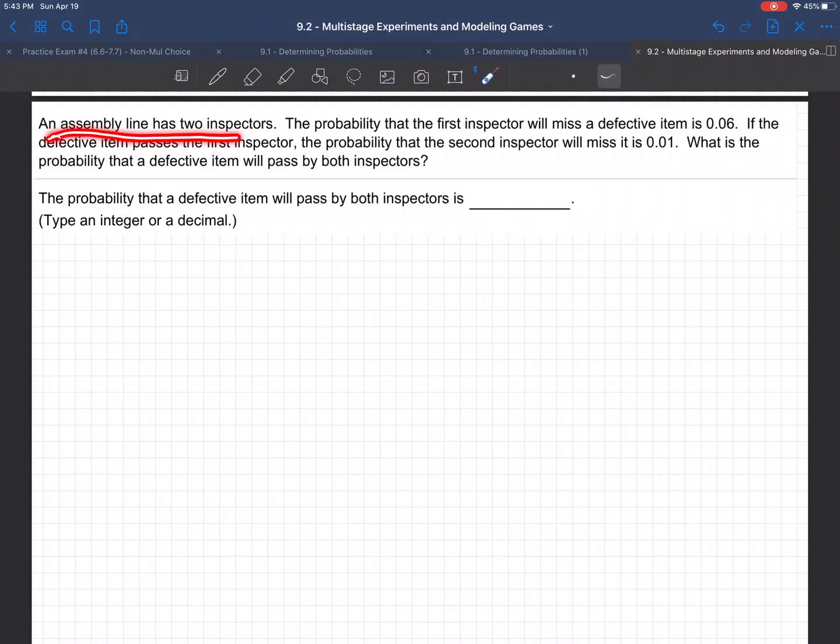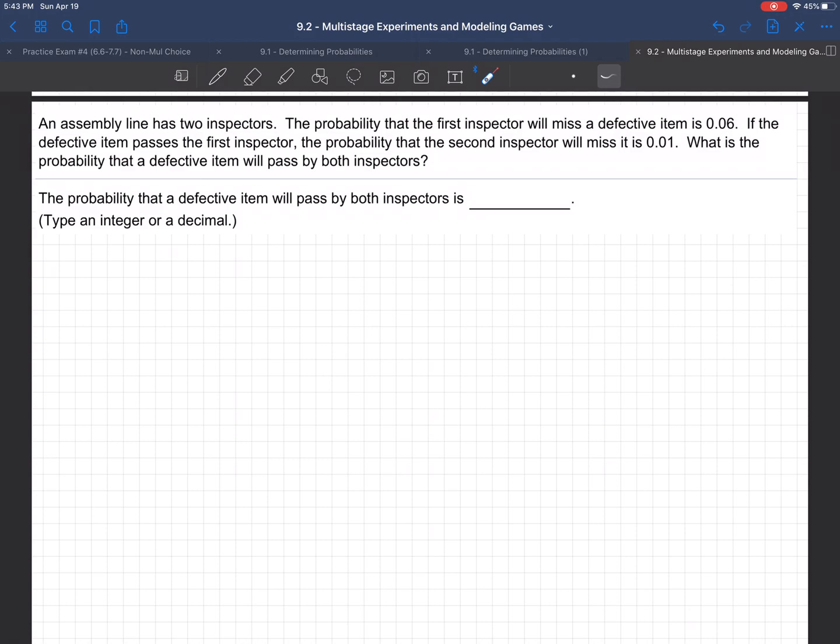An assembly line has 2 inspectors. The probability that the first inspector will miss a defective item is 0.06. If the defective item passes the first inspector, the probability that the second inspector will miss it is 0.01. What is the probability that a defective item will pass by both inspectors?